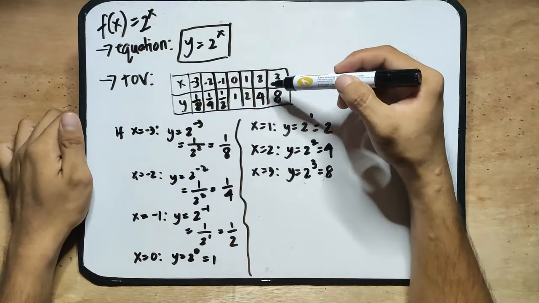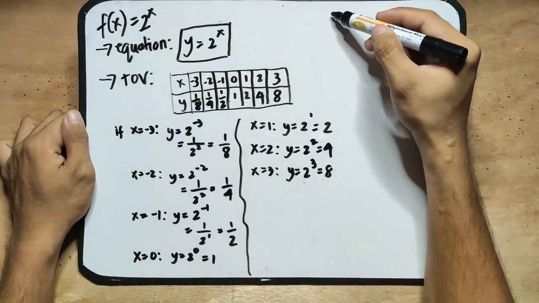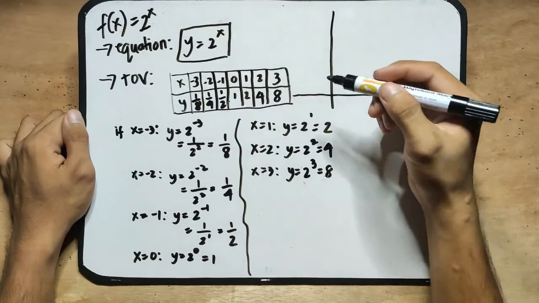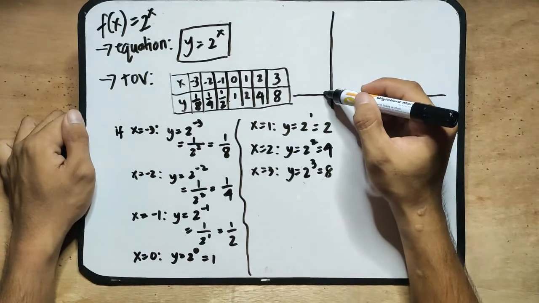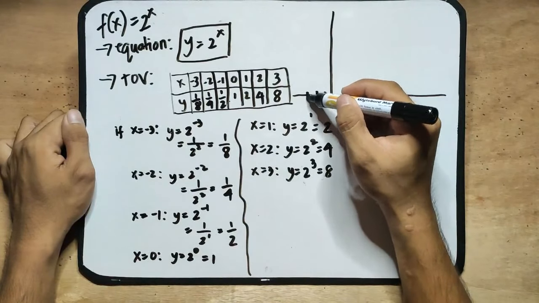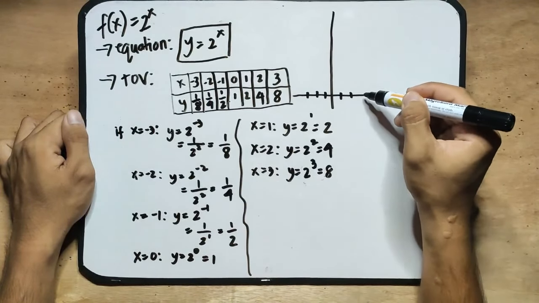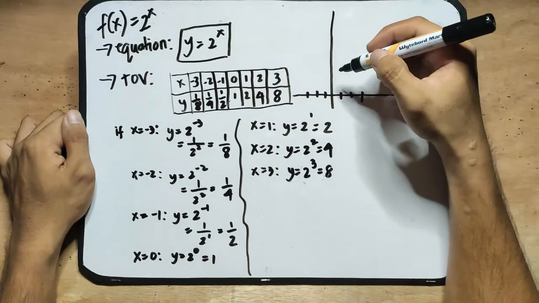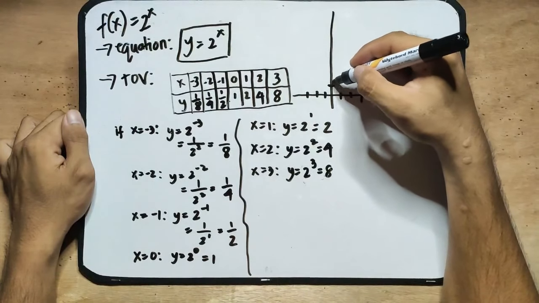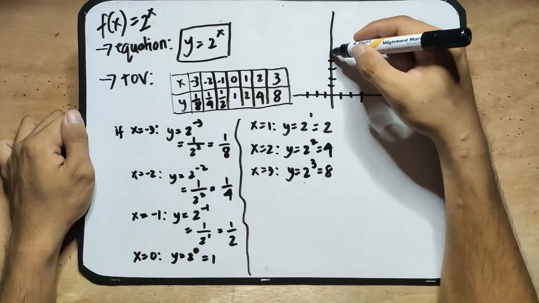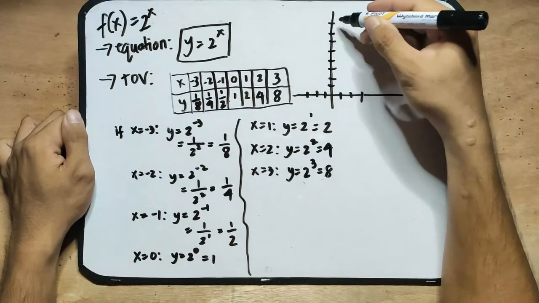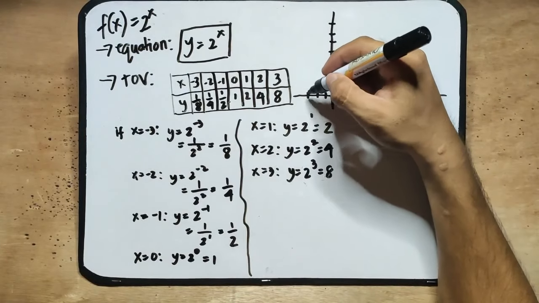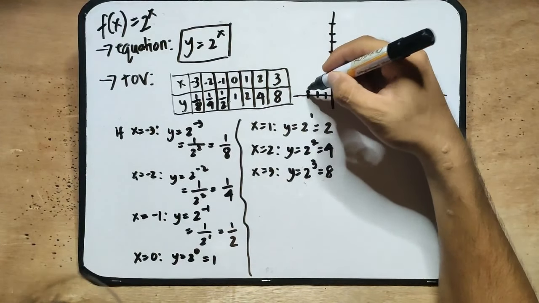So for us to represent this using its graph, syempre kailangan nating mag-draw ng ating Cartesian plane. So this will be negative 1, negative 2, negative 3. This will be positive 1, positive 2, and positive 3. So sa taas, we have hanggang kay 8. 1, 2, 3, 4, 5, 6, 7, and 8. So if x will be negative 3, y will be 1 over 8. So let's just assume na dito yung point na yun.